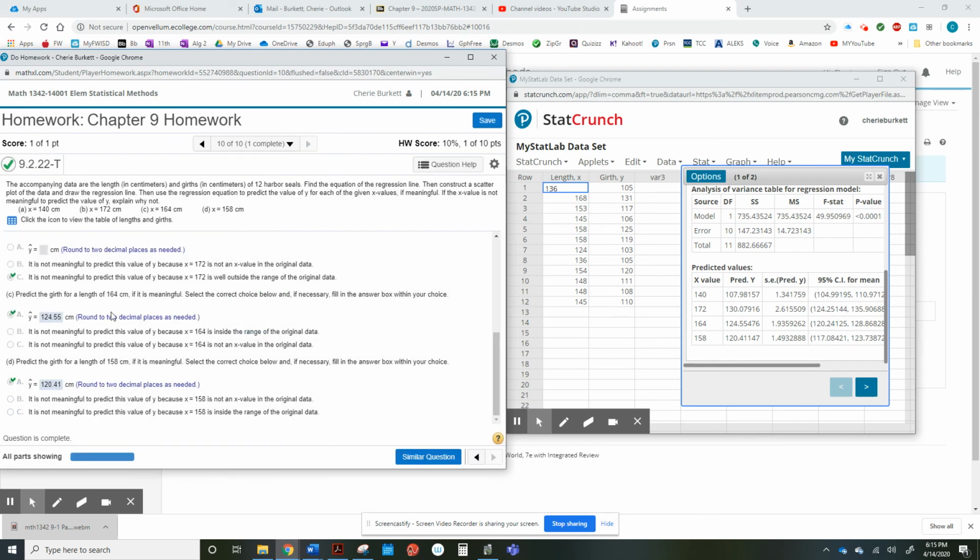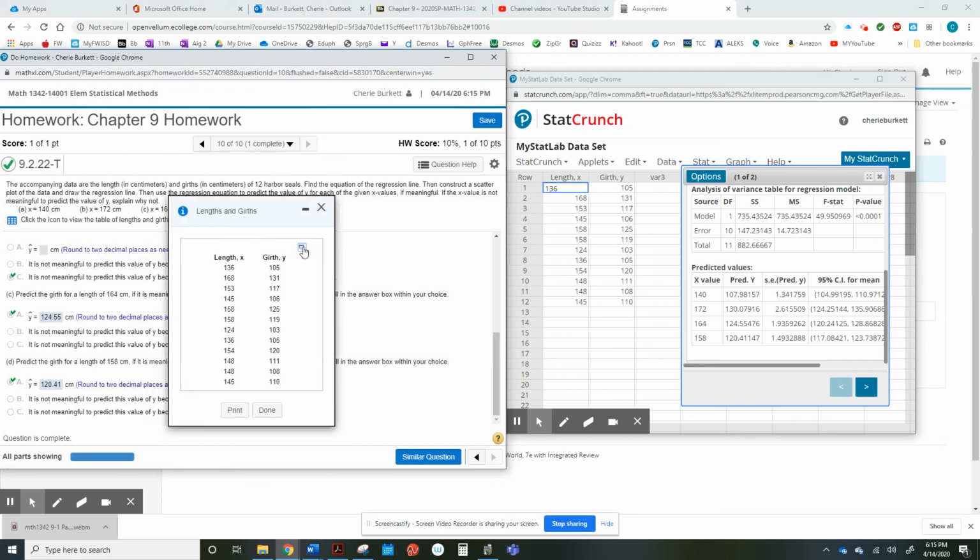Okay, so that's how you can do that one, just by clicking this button and then clicking this button. Open it in StatCrunch.